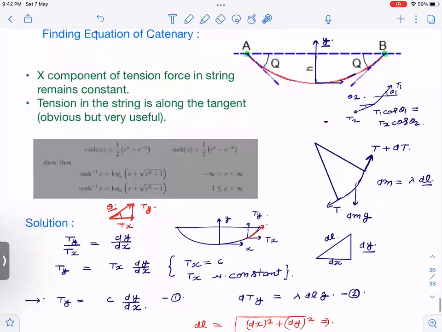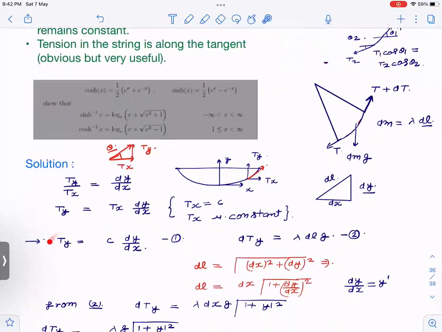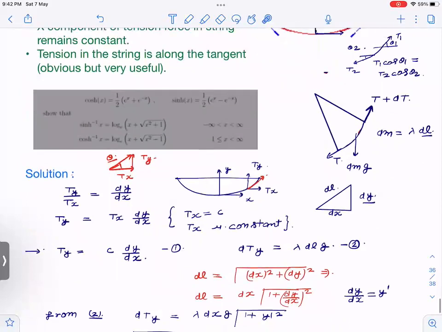Fine, moving on. So this is then Ty is equal to C dy by dx. So I have marked this as one equation. Now, another very important point, which we were discussing here from this diagram, you can see the y component of tension differs because of this weight component, right?